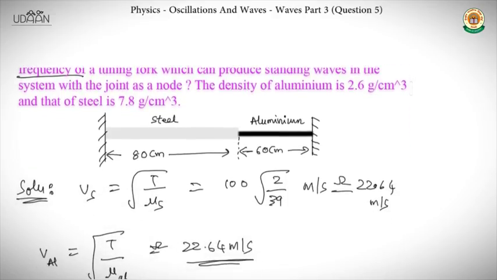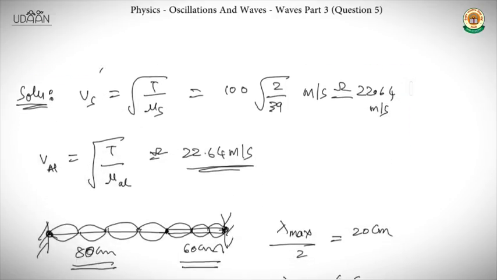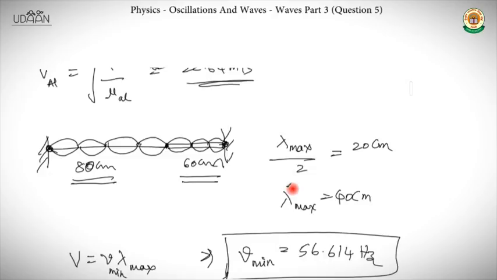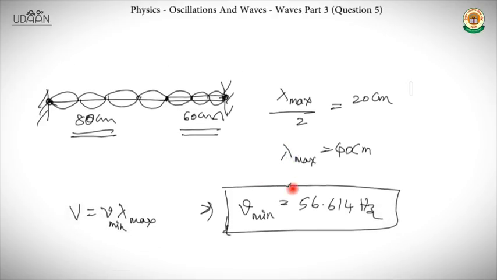Since we saw it was the same velocity, we moved on to finding the number of loops that will be there, the maximum length between two antinodes. For satisfying that condition, we found out that we can do that by taking the highest common factor, and then we realized that the number of loops here will be just 80 by 20. 20 is the highest common factor of 80 and 60, in fact. So we'll have 4 loops here and 3 loops in the second string. So we found out the maximum lambda to be 20 centimeters. From that we found out the minimum frequency required.